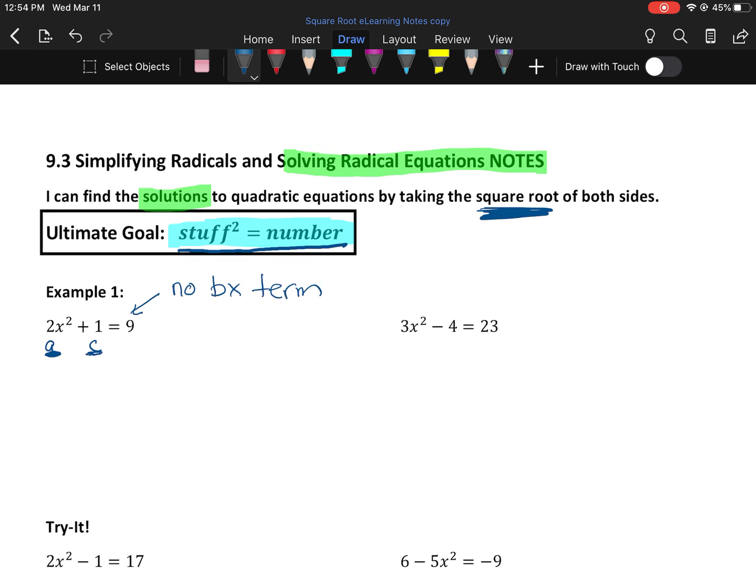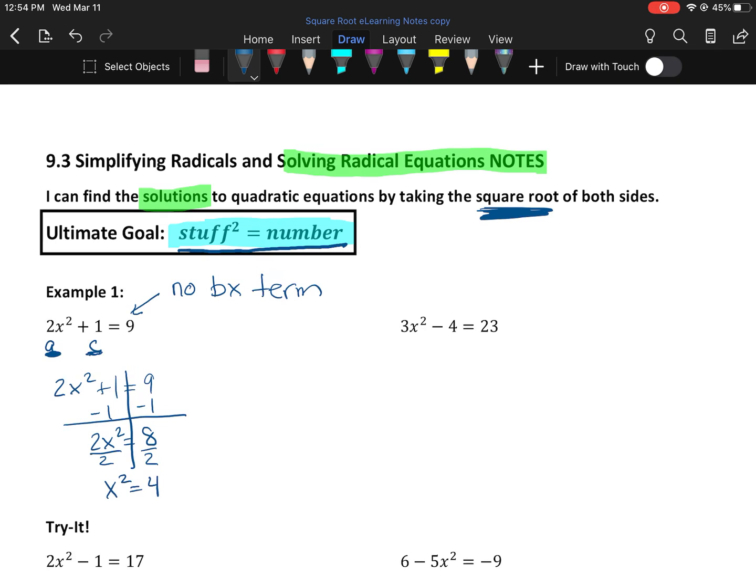So my first step, I'm going to rewrite this. I've got 2x squared plus 1 equals 9. I need to move that 1 over. So we're going to be doing some solving equations here. I still have a number. I don't want to have a number. I just want to have x squared equal to a number. So I'm going to divide both sides by 2, and I get x squared is equal to 4.